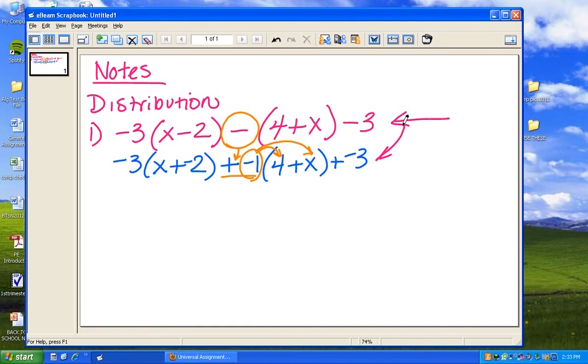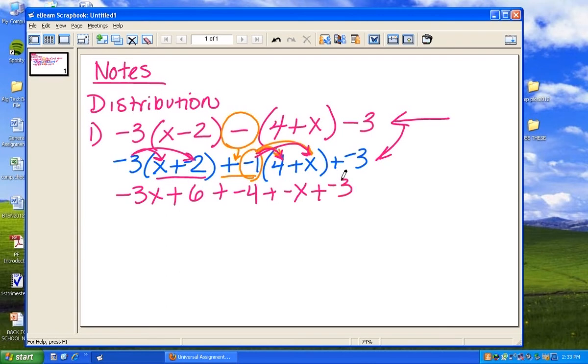Now I'm going to distribute. I cannot add x plus -2. They are not alike. So I must distribute my -3 to both pieces. So -3 times x is -3x plus a -3 times a -2 is a +6. Then I have my addition sign, and now I have to distribute that -1. -1 times 4 is -4. Plus a -1 times that x is a -x, plus I have that -3.